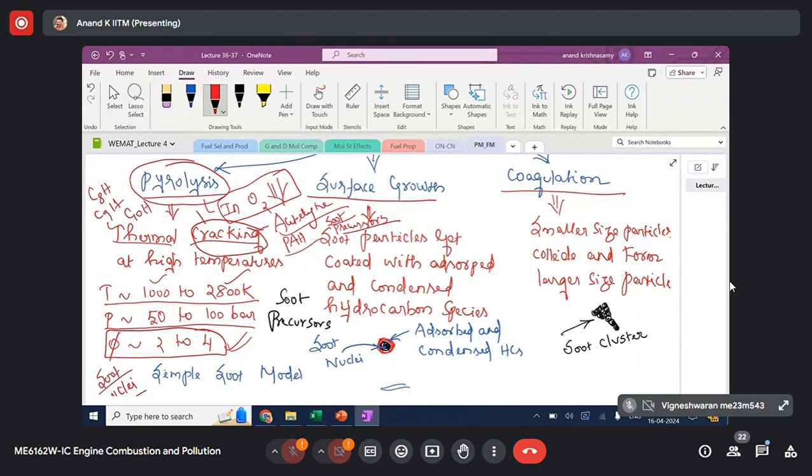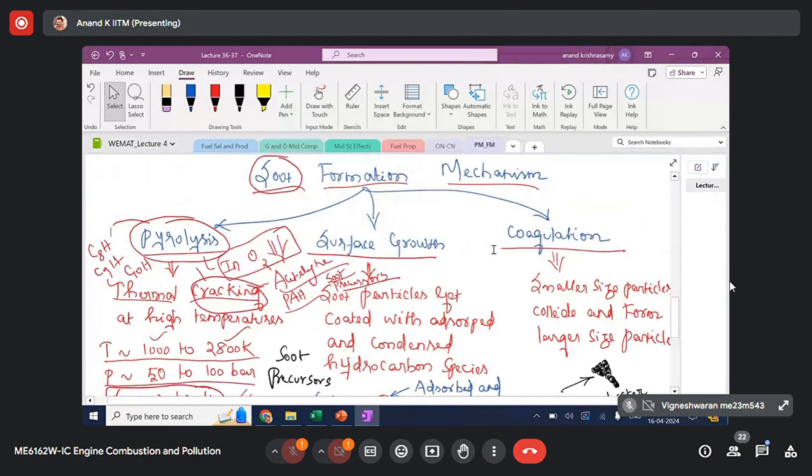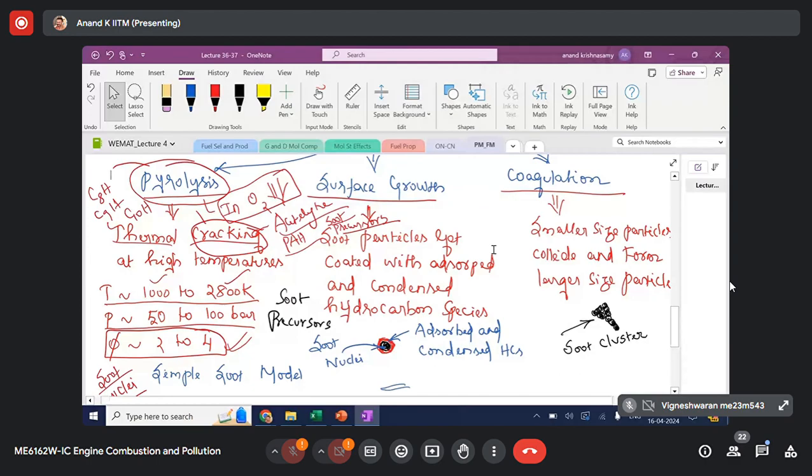Once soot forms, that is how soot forms in a typical pyrolysis process, because of cracking. Once it forms, it leads to the second process called growth, surface growth. The surface of the soot is going to grow.